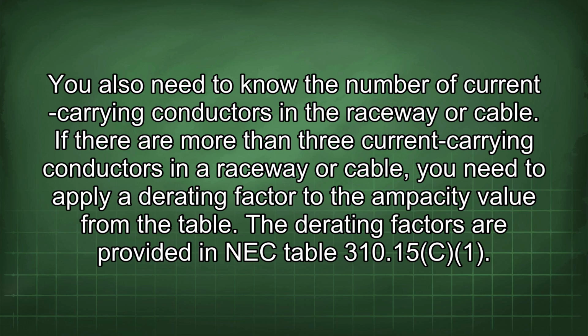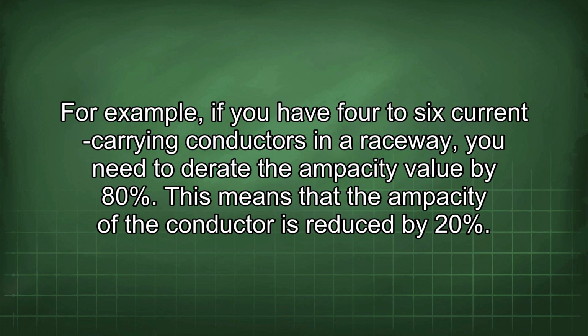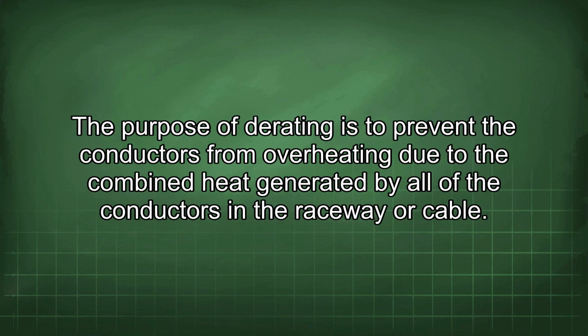If there are more than 3 current-carrying conductors in a raceway or cable, you need to apply a derating factor to the ampacity value from the table. The derating factors are provided in NEC Table 310.15. For example, if you have 4 to 6 current-carrying conductors in a raceway, you need to derate the ampacity value by 80%. This means that the ampacity of the conductor is reduced by 20%. The purpose of derating is to prevent the conductors from overheating due to the combined heat generated by all of the conductors in the raceway or cable.